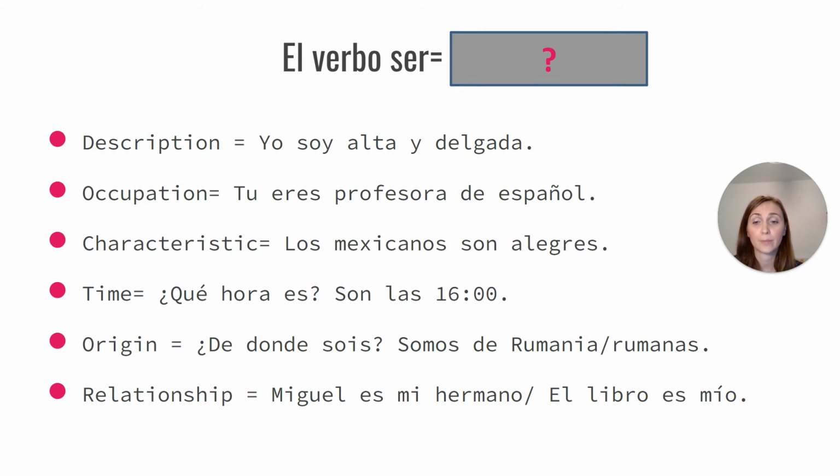And relationship. Miguel es mi hermano, el libro es mío. I don't want you to think of relationship only in terms of family members, or things that are related through a family, all right? Relationship can also mean the relationship you have towards an object. For example, possession, yes? El libro es mío, ese carro es mío.